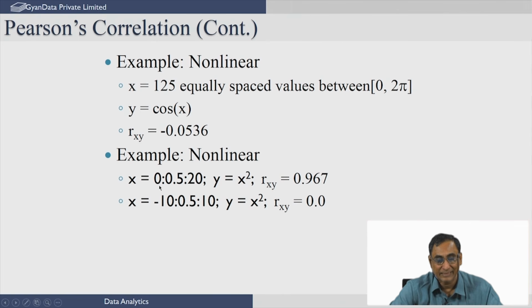Similarly, let us look at another non-linear case, y equals x squared, where I have chosen x between 0 and 20 with equally spaced points of 0.5 each, so you get 40 points, and I have computed y equals x squared, and then computed Pearson's correlation for this x y data. You find it is a very high correlation coefficient. You can't immediately conclude there is a linear relationship between x and y.